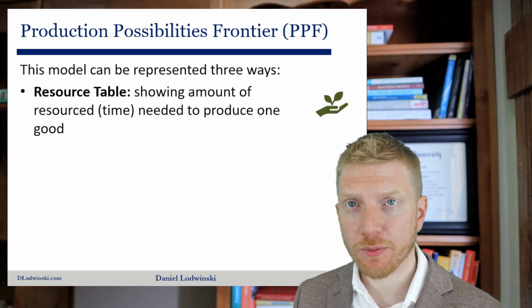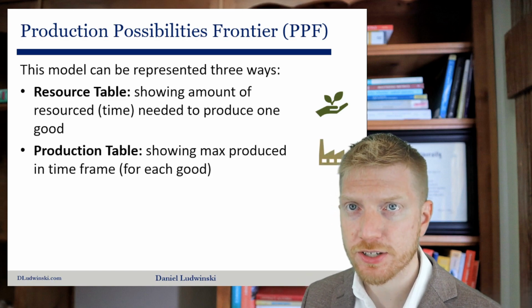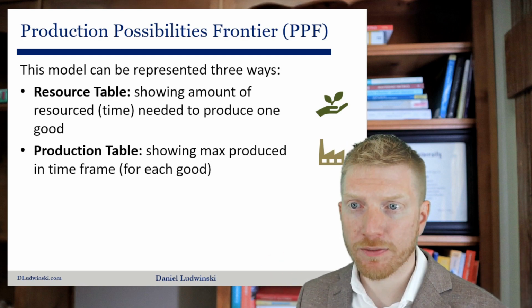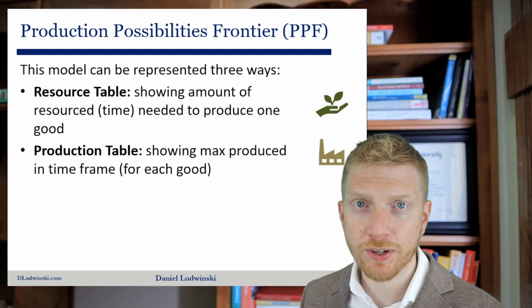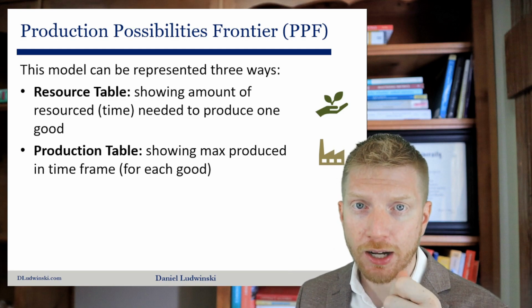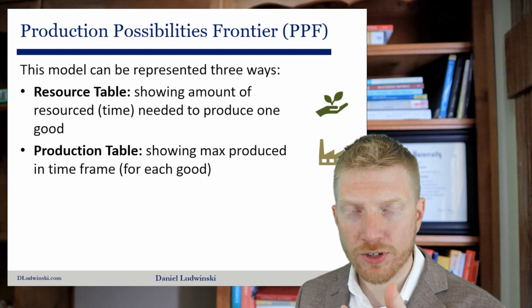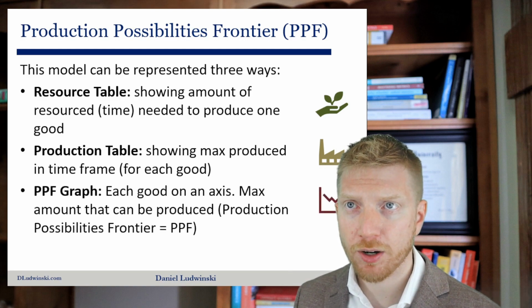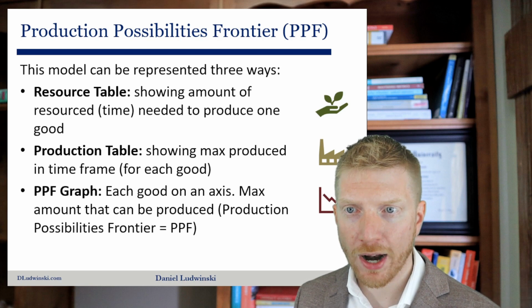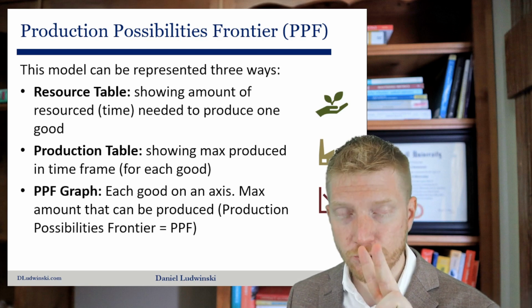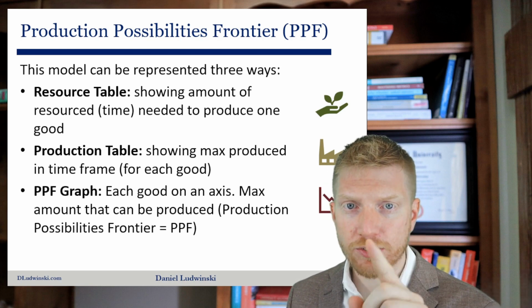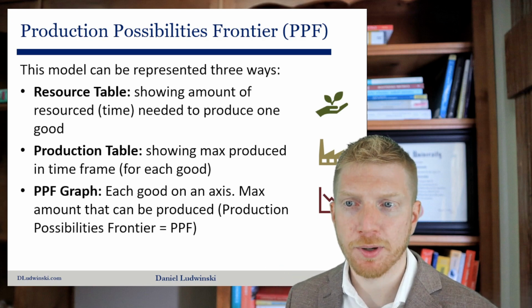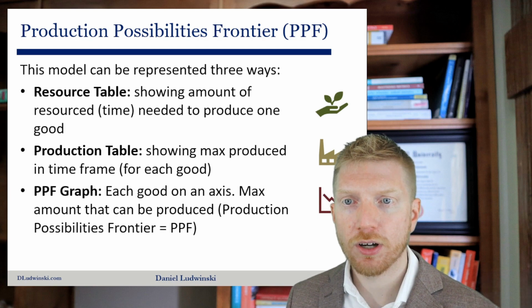The second way we can represent our production possibilities is to talk about a production. What can we produce in a certain amount of time, or to be more general, a given amount of resources. Right, so these are the kind of inverse of each other. And finally, we're going to represent our production possibilities frontier graphically. So in our two good model, each good is going to take one axis, and then we're going to show the maximum amount that can be produced. We're going to show all the possibilities on this graph.